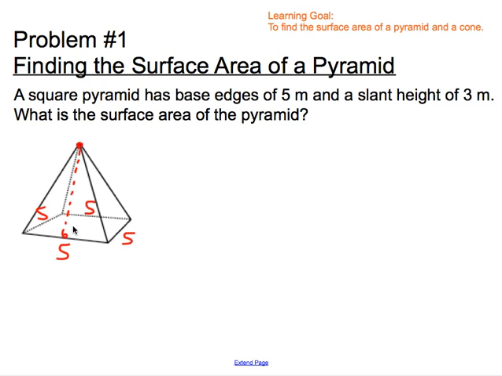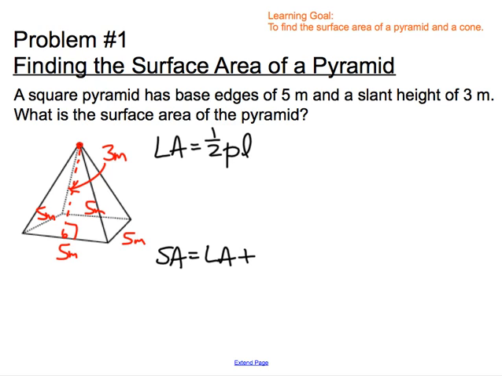So this is our slant height. This is a 90-degree angle along that face. And this length right here is 3 meters. All of these are 5 meters. So as we recall from the previous slide, we have the lateral area is 1/2 the perimeter times the slant height. And the surface area is the lateral area plus the area of the single base.